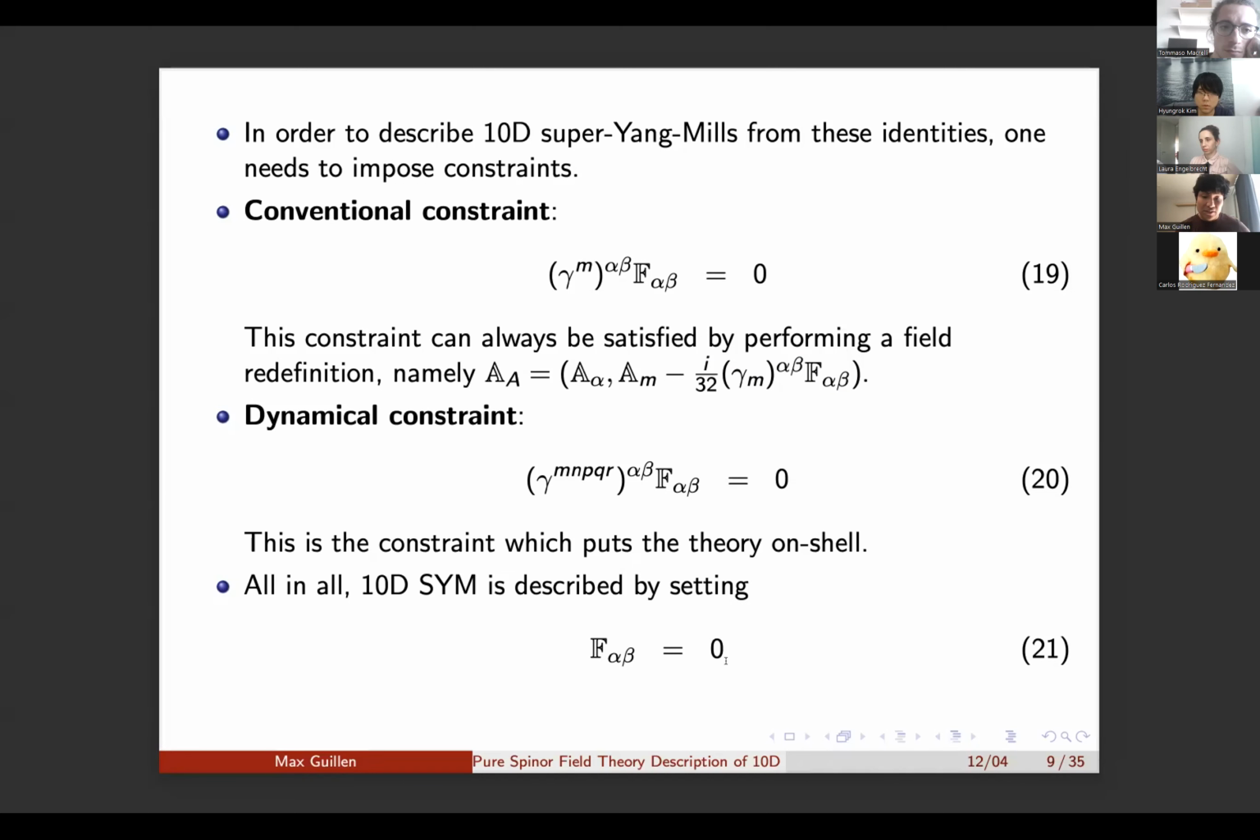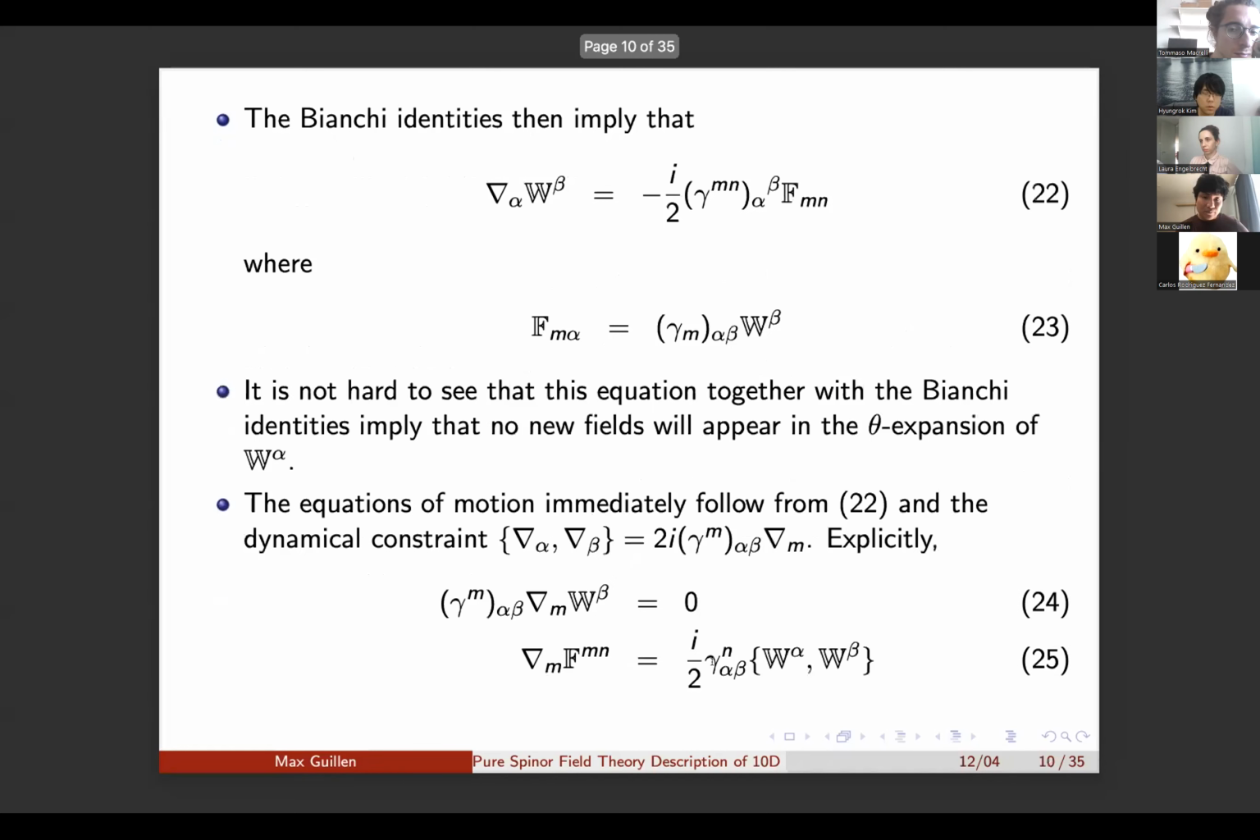Now we need to replace this into the Bianchi identities, and we basically find that the Bianchi identities are solved by these equations 22 and 23, where this W^β is the spinorial part of this vector-spinor, which is one of the components of the superfield strength. Okay, good. Now we can use the dynamical constraint, and then we basically find the equations of motion in superspace satisfied by the gluon, by the gluino superfield and by the field strength. These are basically the analogs of the equations of motion that the bosonic fields satisfy in ordinary space.